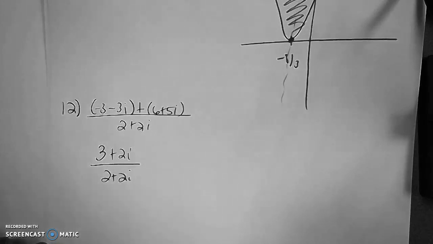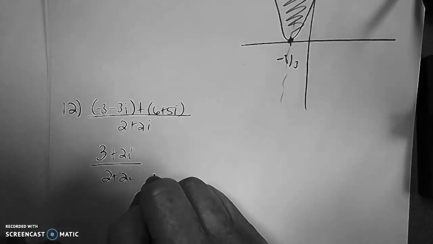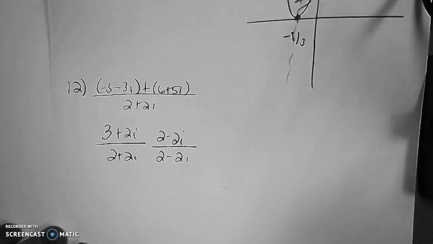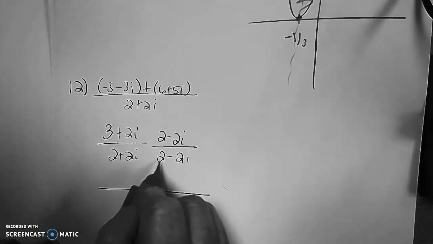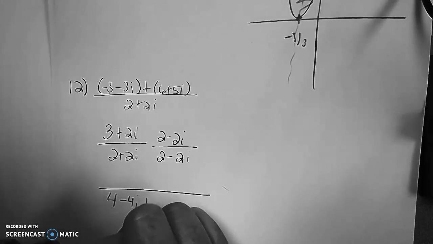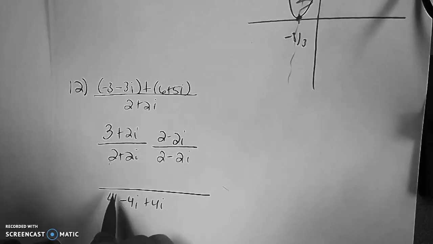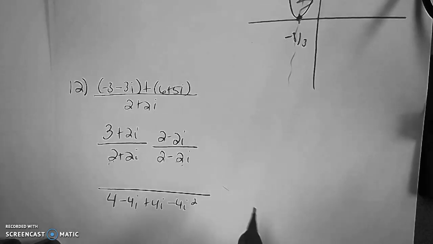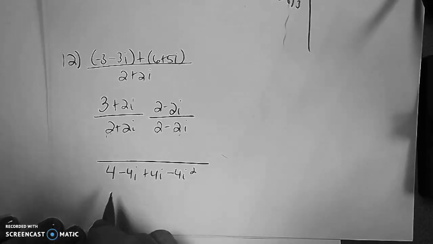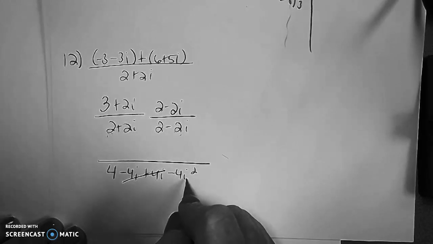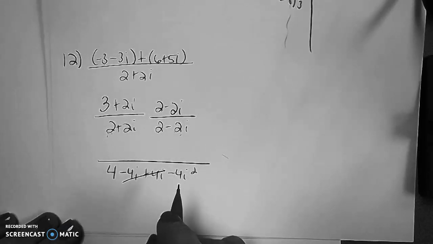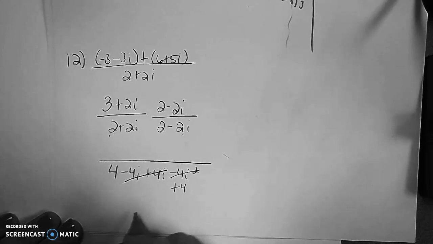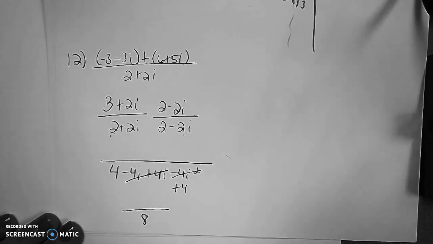Now we want to rationalize our denominator because we don't want i's in the denominator, which means I need to multiply by 2 minus 2i in both the numerator and denominator. In my denominator, if I do it correctly, all of the i's should cancel. So 2 times 2 is 4, negative 4i, positive 4i, negative 4i squared. I'm going to concentrate just on the denominator for a moment. Those cancel. The value of i squared is negative 1, so negative 4i squared is positive 4. That means I get 8 in the denominator.